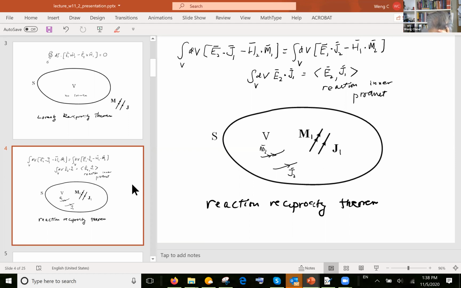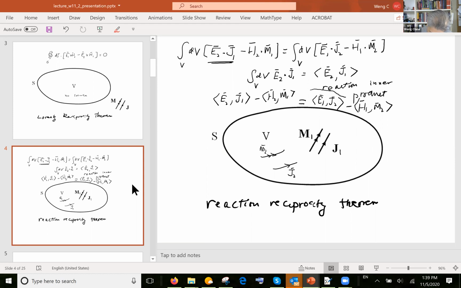Okay, and then the above reciprocity theorem can be written as <E2, J1>. That is just this inner product here, minus <H2, M1>, should be equal to the right-hand side, okay? And if I write the right-hand side in this compact notation, it would be <E1, J2> minus <H1, M2>, okay? So this is the reaction reciprocity theorem, because we are calculating these quantities. These quantities are called reactions.